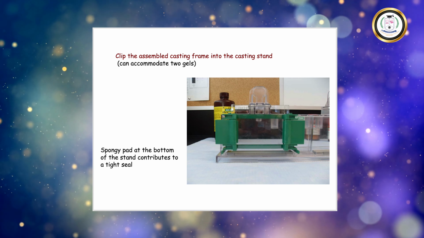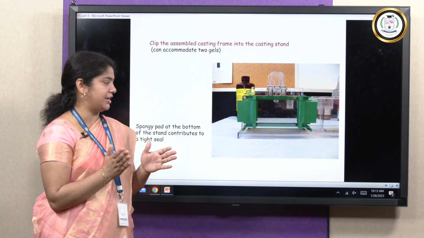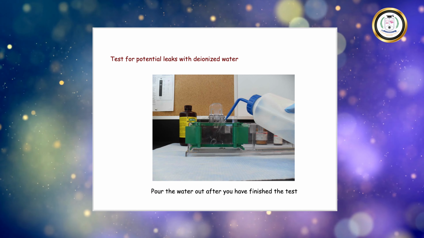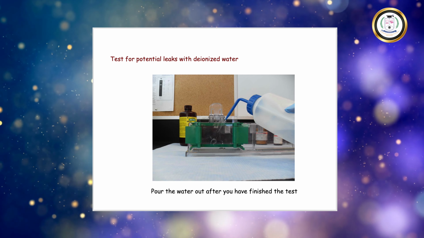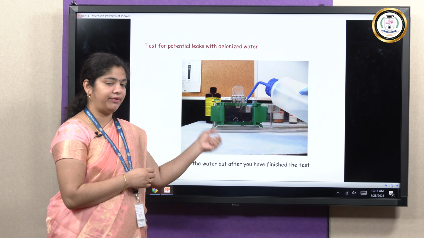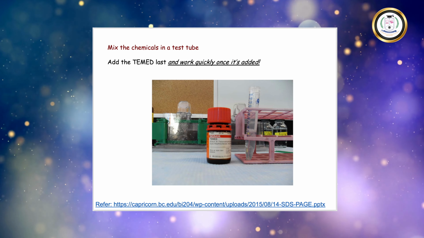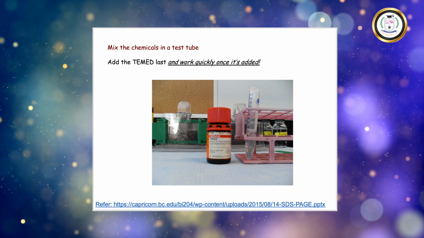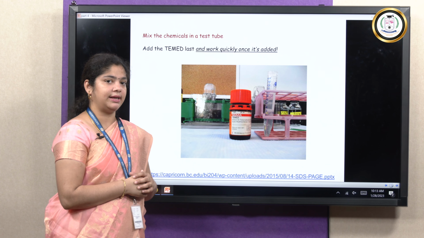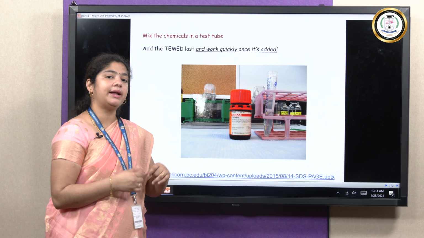So once we check for the leakage, we can set up the casting gel tray. The casting gel tray can be added and the washing can be done. Initially we have to wash the surface, wash the entire apparatus, and then we have to pour the TEMED. When we have prepared the separating gel or stacking gel buffer, we have to add TEMED at the end.